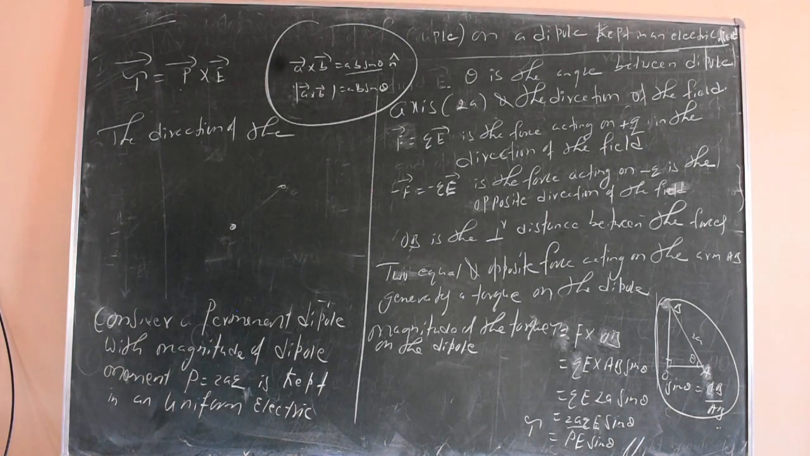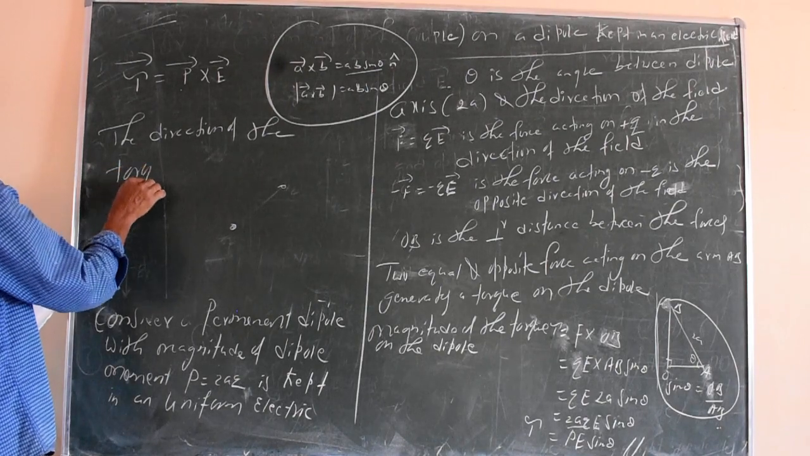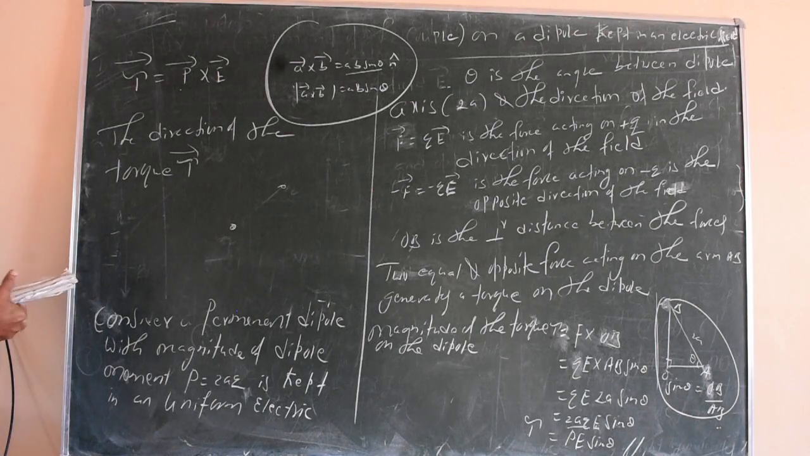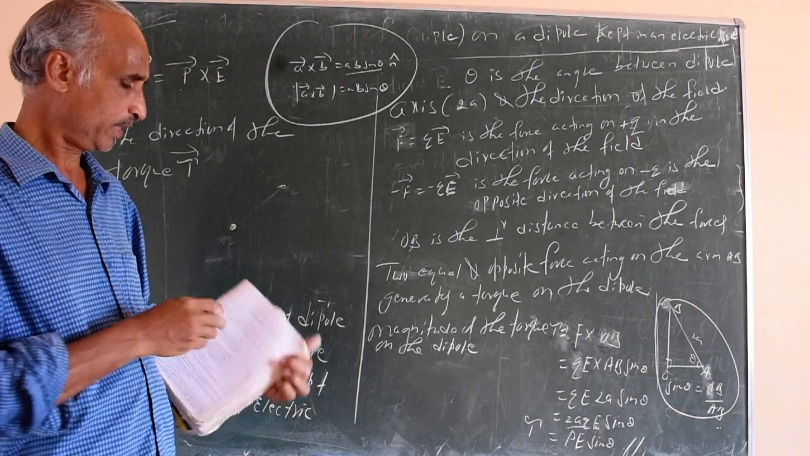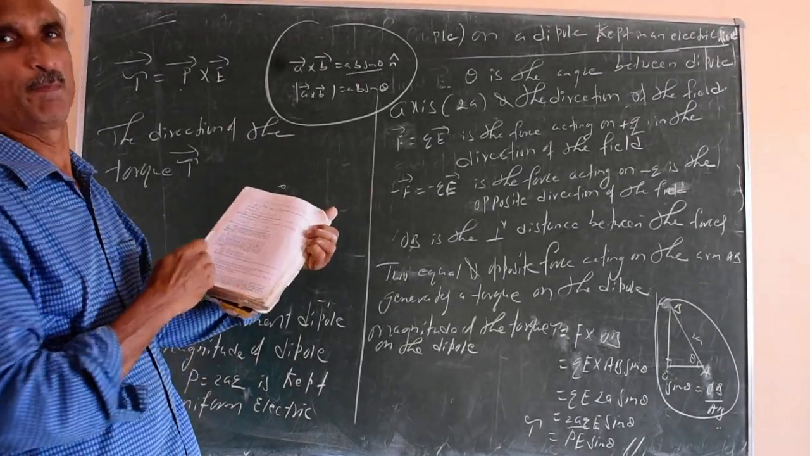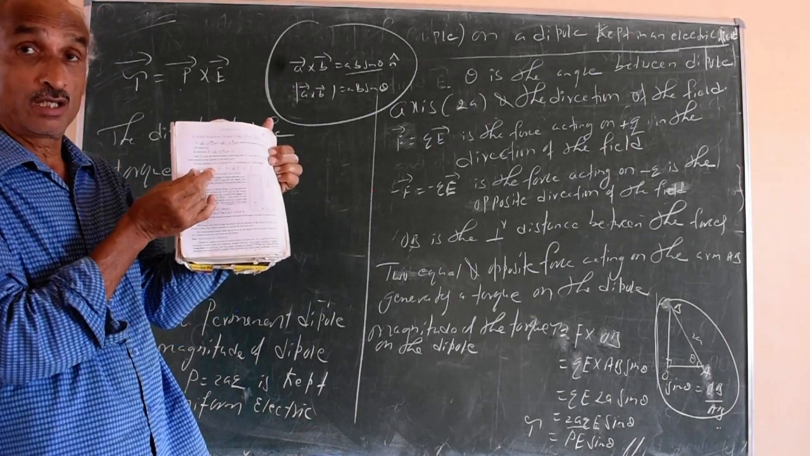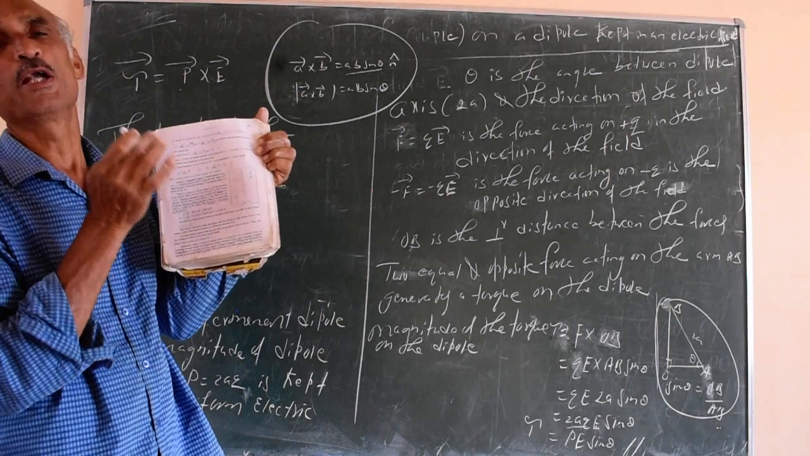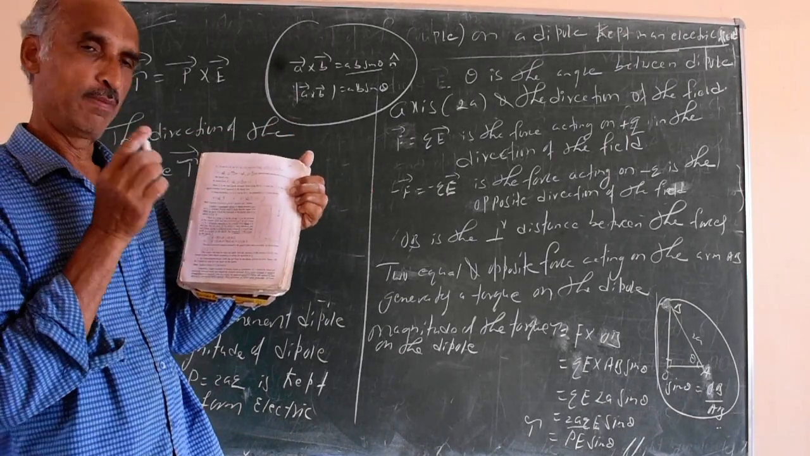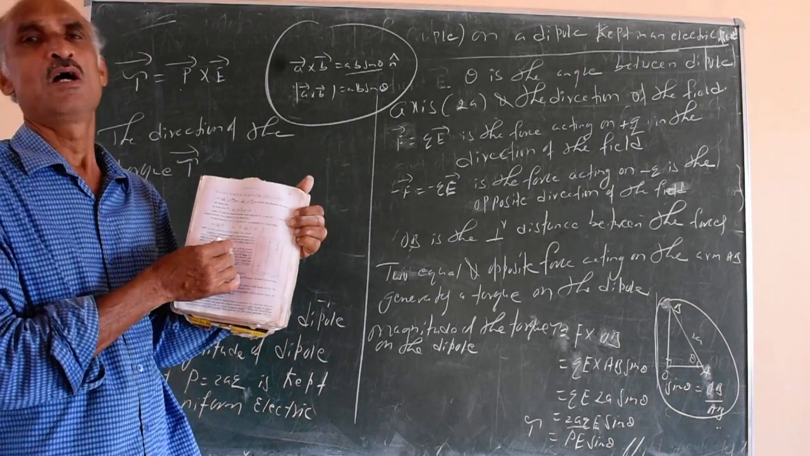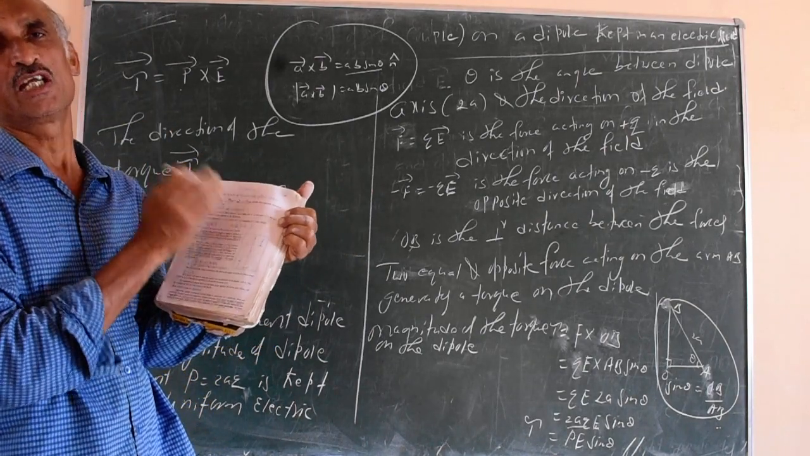The direction of the torque vector is perpendicular to the plane containing the two vectors. I repeat, if A bar is a vector lying on this plane, B bar is a vector lying on this plane, the page being a plane, then A bar cross B bar is a vector perpendicular to this plane. So if A bar and B bar are lying in a plane, then A bar cross B bar is a vector perpendicular to that plane in which A bar and B bar lie.